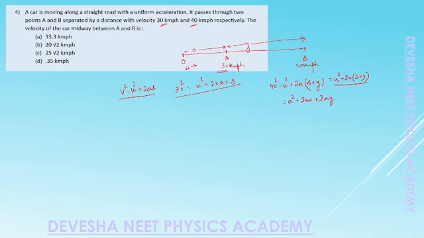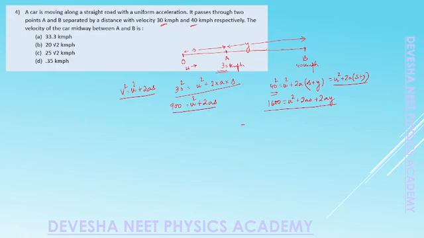Okay. So now this is equal to 40 square, which is 1600. This is our one equation here, and here we had the other equation, which is 900 is equal to U square plus 2AS. Correct.